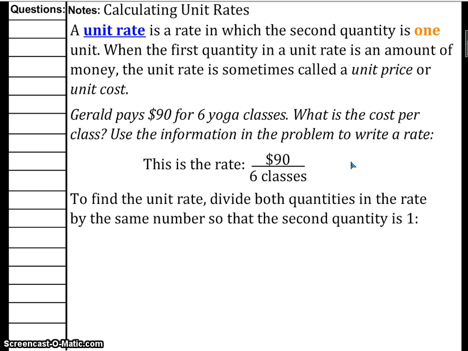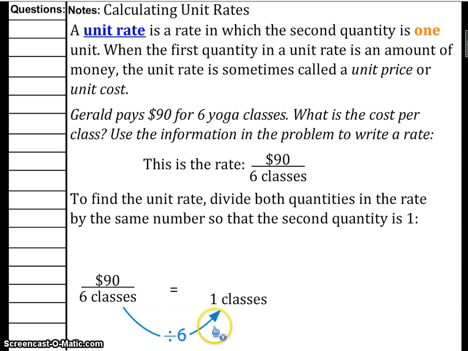To find the unit rate, you would want to divide the quantities in the rate by the same number so that the second quantity is 1. $90 is our first quantity, 6 is our second quantity. So we're going to divide until this second quantity equals 1. So we'll take our rate, $90 to 6 classes. And in order for 6 classes to be divided and equal 1, we're going to have to divide by 6. And you would end up with 1 class.